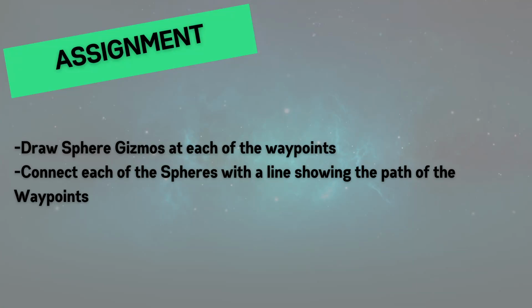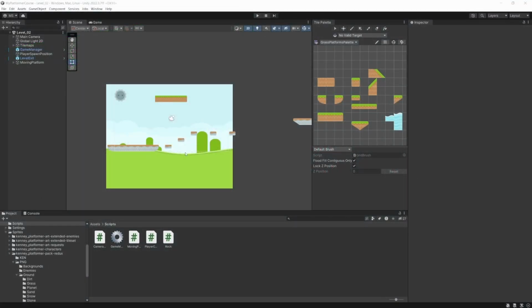Now in this video, I'm going to give you a bit of an assignment here, but I'm going to give you some direction to go with first. So think back when we originally used a gizmo in our game. We used the onDrawGizmos method.